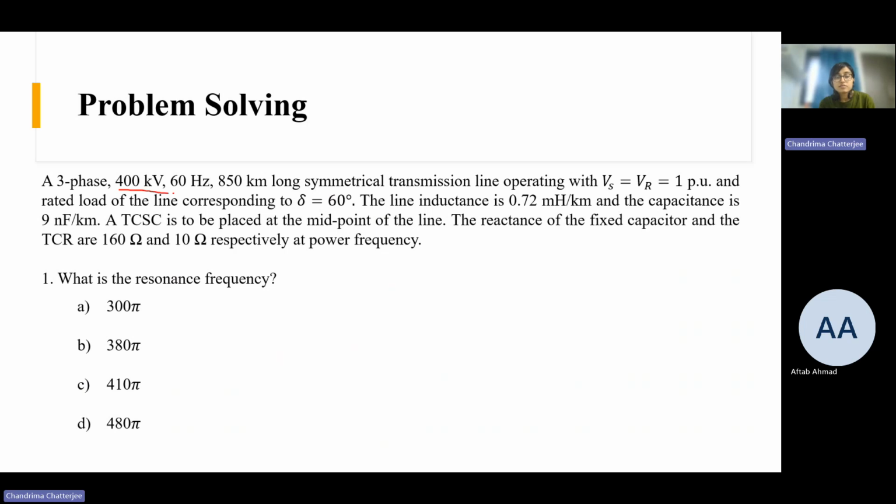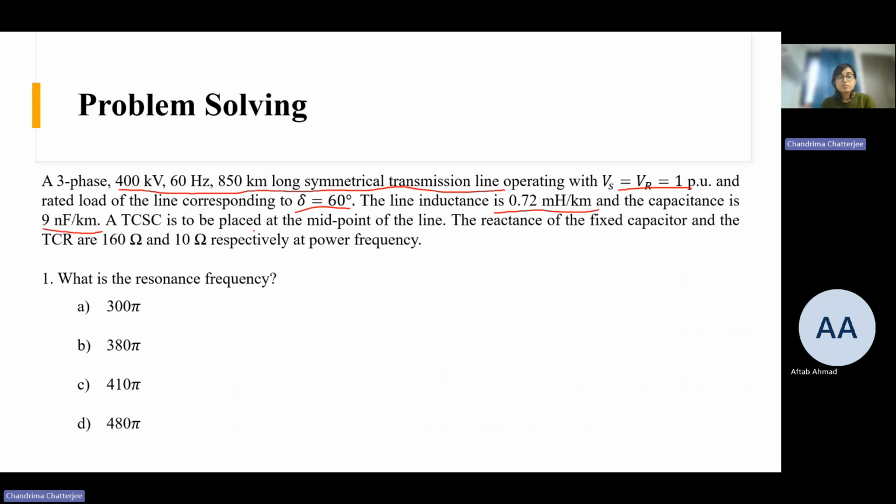So 400 kV, 60 Hertz, 850 kilometer long symmetrical transmission line operating with Vs equal to Vr equal to 1 per unit and rated load corresponds to delta equal to 60 degree. The line inductance is 0.72 millihenry per kilometer and the capacitance is 9 nanofarad per kilometer.